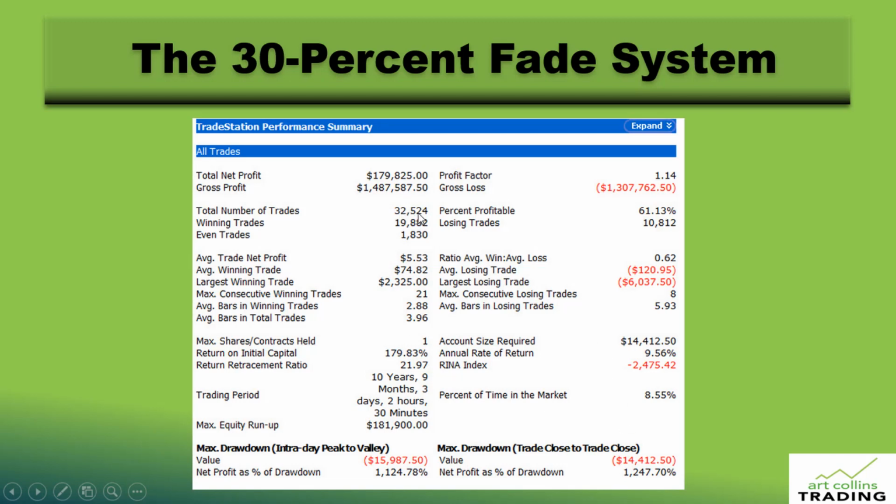And I promised you a ton of trades, $32,000, $179,000 profit. This is, as usual, from the start of 2010. This one goes through October 8th, 2020. 61% correct. $14,000 worst drawdown, giving you a return on account of 1,247%.